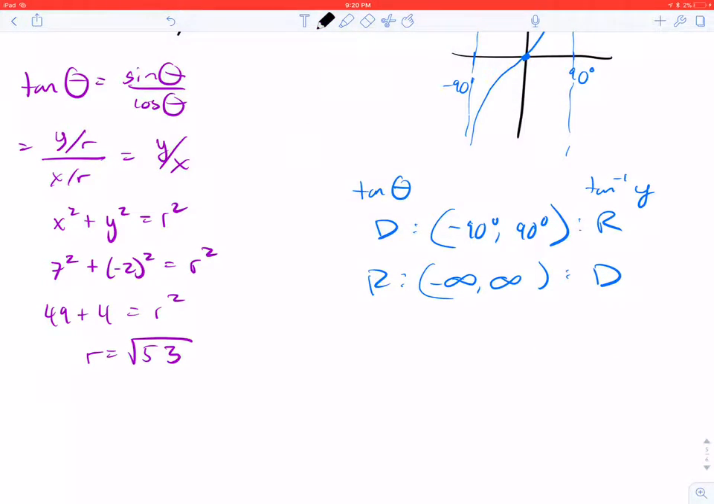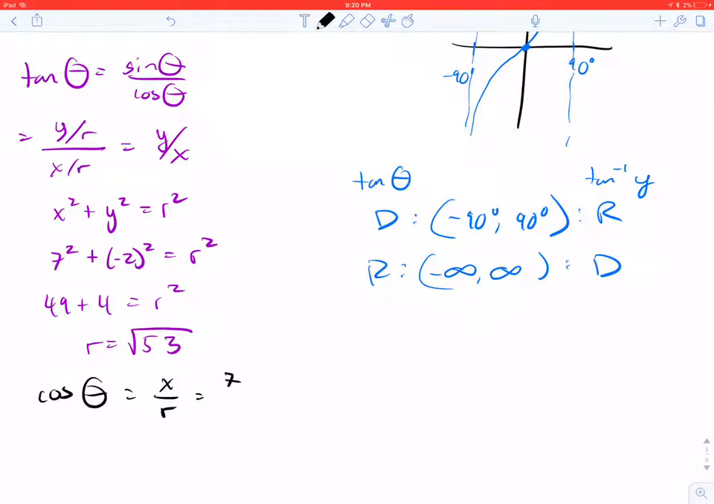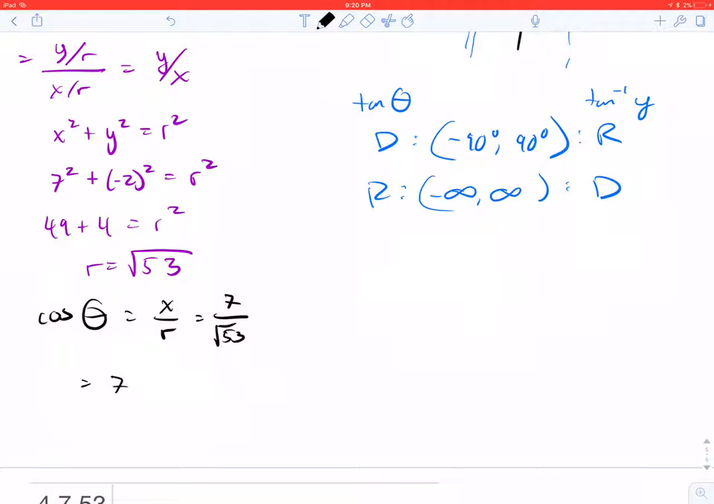So now we should be able to find cosine of theta. But cosine of theta is x over r. Okay? So our x we've already deemed was 7, and our r is root 53. So then our cosine of whatever angle that is going to be 7 root 53 over 53. Now if we're in quadrant 4, cosine being our x should be positive. So this should be positive.